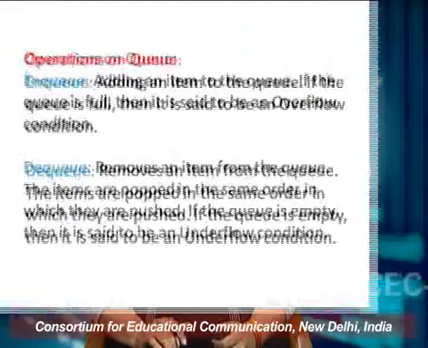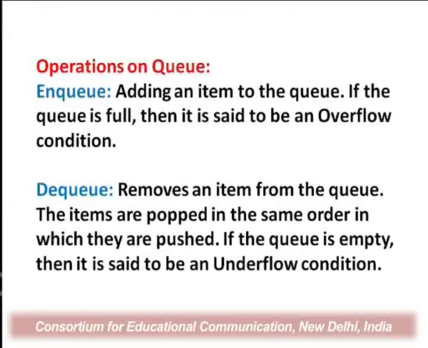So, the major operations on a queue are NQ and DQ. As we have seen, the major operations on a stack were push and pop. Similarly, here they are NQ and DQ. NQ is nothing but adding an item to the queue, but for that we need to check whether the queue is full. If it is full, that means it is in the condition of overflow. We cannot insert more elements into it, that we need to check.